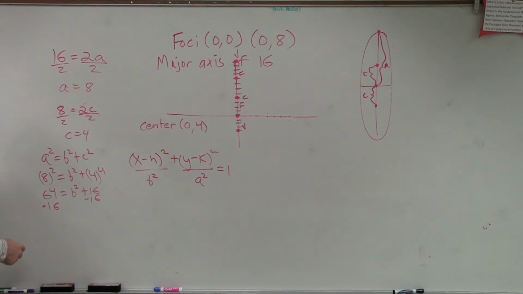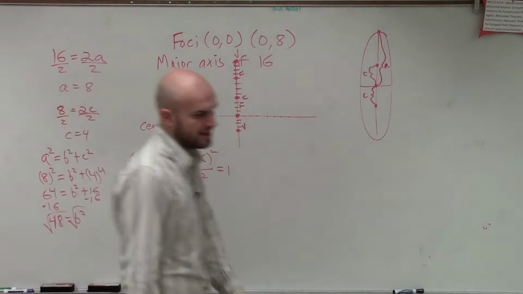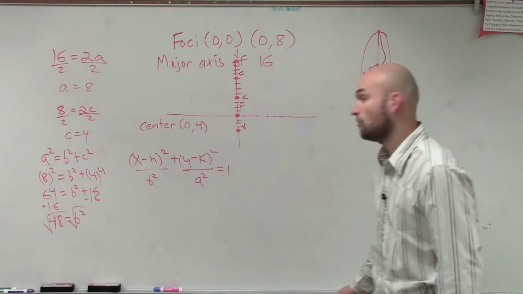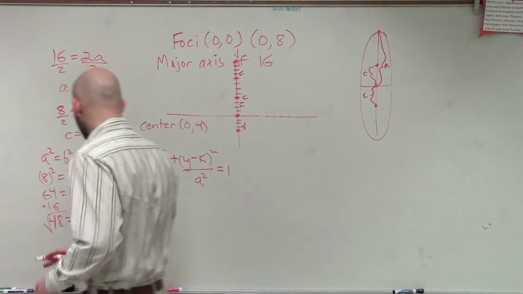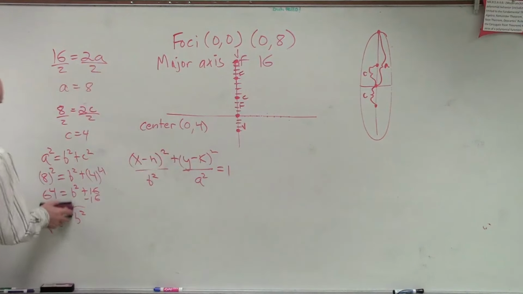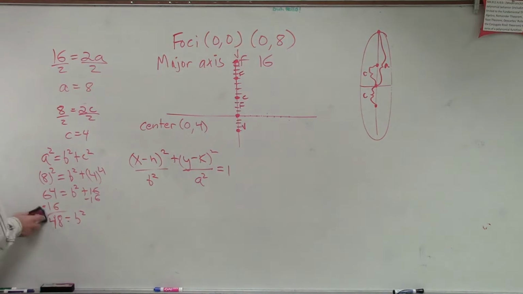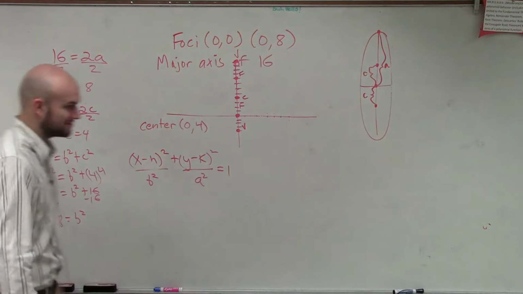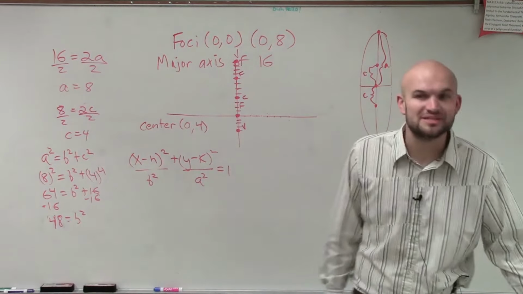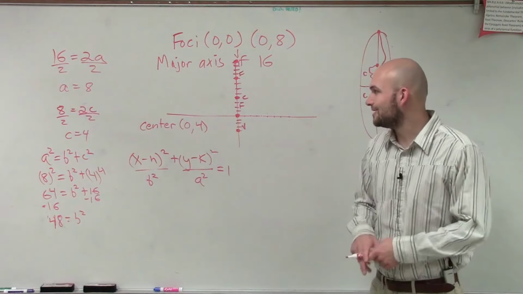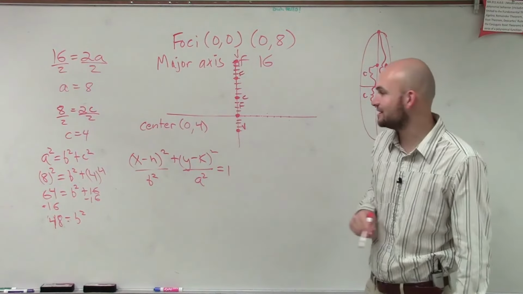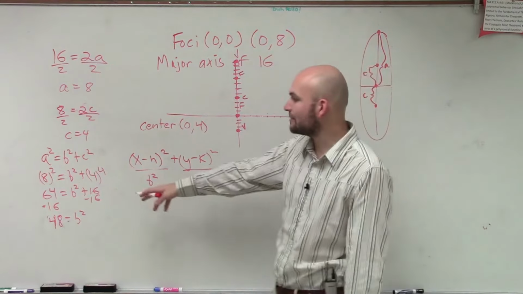And therefore we're going to have 48 equals b squared. Take the root. And that will be 4 square root 3. I'm sorry, what am I doing? You don't need to. I'm in such a habit of rationalizing or simplifying my radicals. We don't care what b is. We just want to know what b squared is. We're not trying to find how wide our ellipse is. So now we know what b squared is.